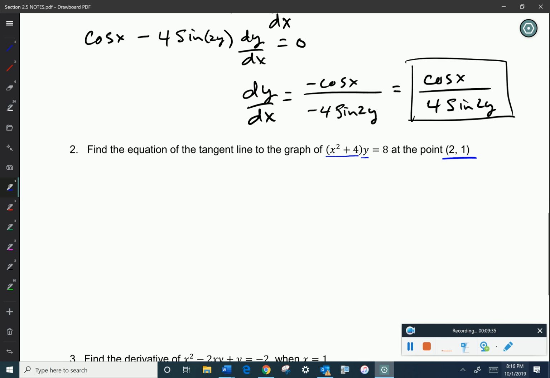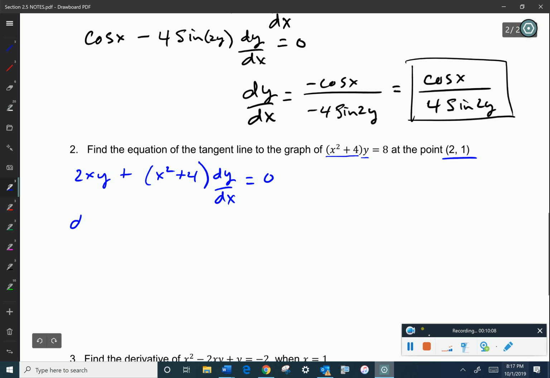Now, granted, if I wanted to on this, I could solve for y and not have to do implicit, but it's not like it's going to be that much easier. And since we're here to practice implicit, I'm just going to start doing a product rule. So the derivative of the first would be 2x times the second, plus the first, which is x squared plus 4, and then the derivative of the second, so the derivative of y is dy dx, equals, derivative of 8 is 0.